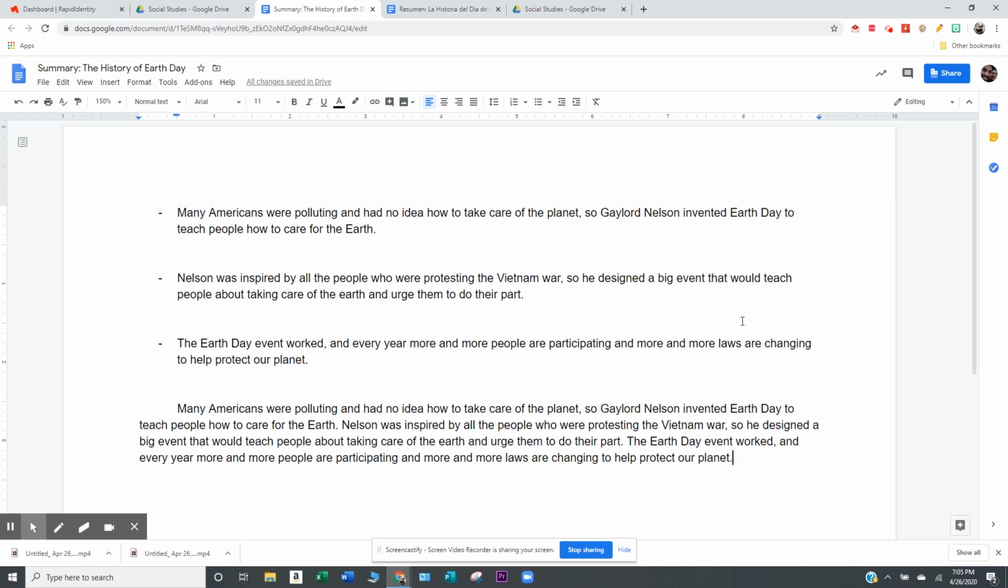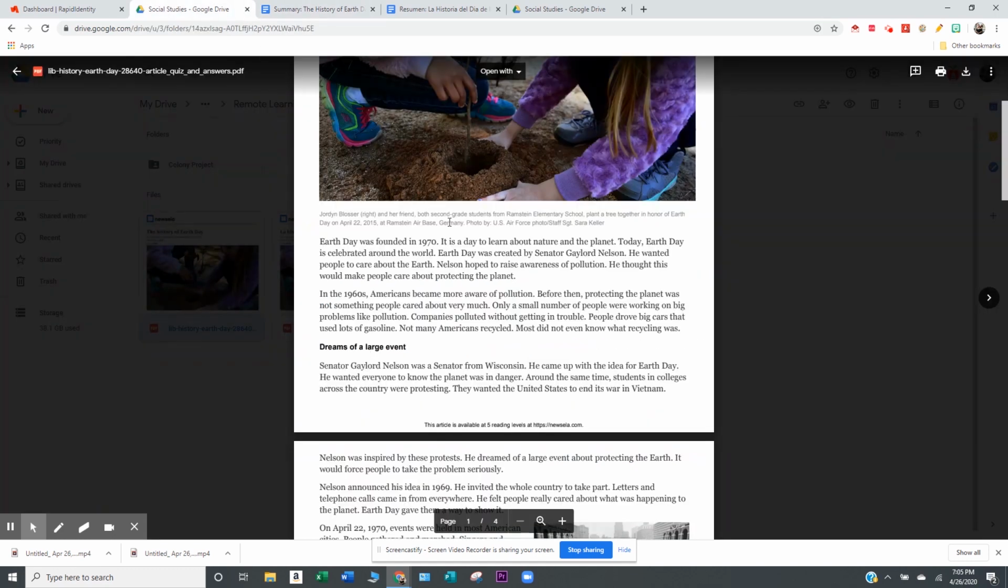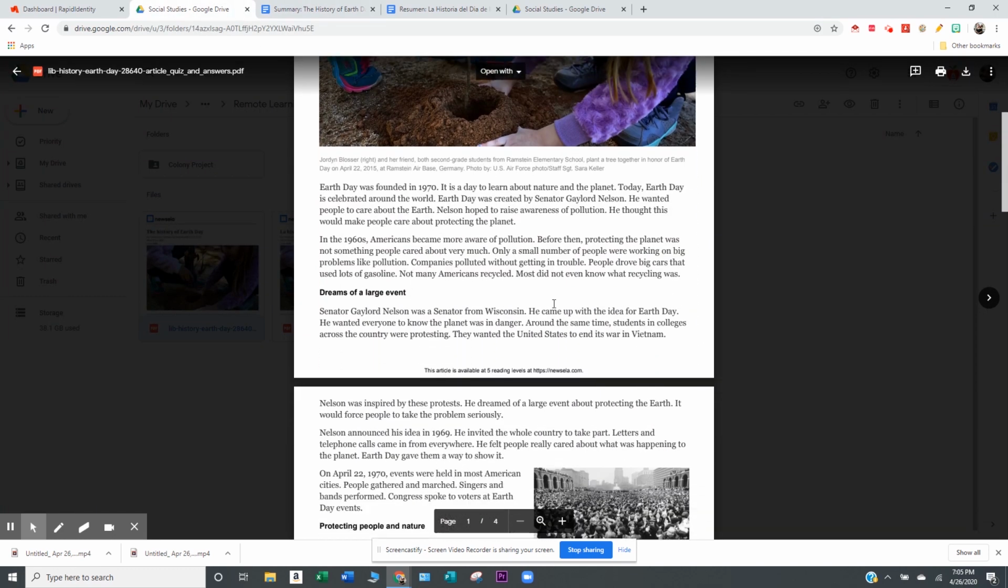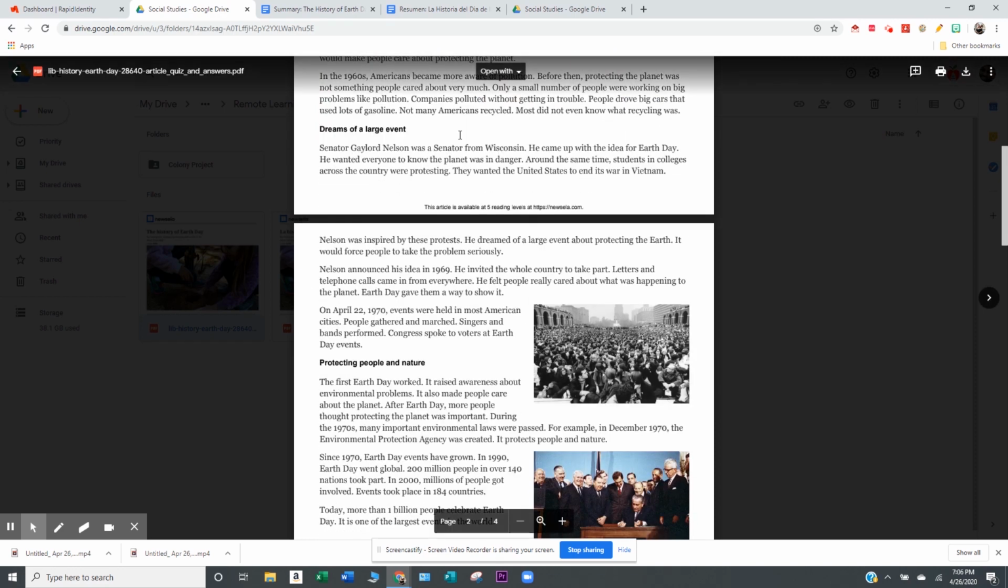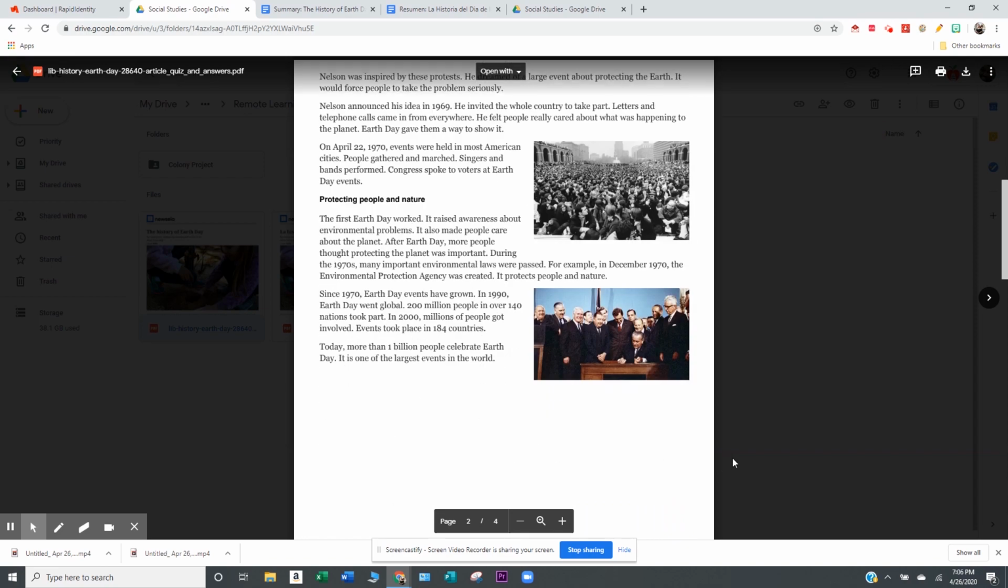You take one or two sentences of each main idea of each section, one that comes from your words, not copying a sentence out of the story. You're writing in your own words, and you put all your main ideas from each section together, and that forms a complete summary.